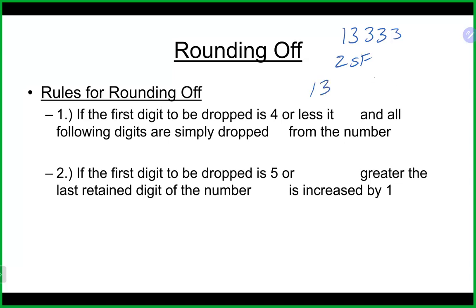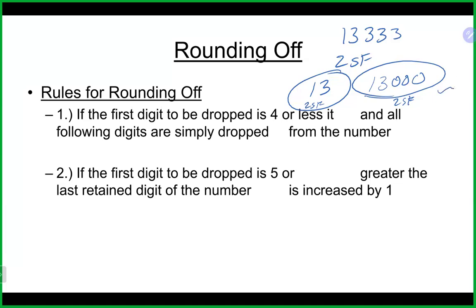Okay. How about 13,000? Is there a difference in these numbers? Each has how many significant figures? 2, right? This has 2 significant figures. This has 2 significant figures, right? So in this particular case, the right answer is this one.